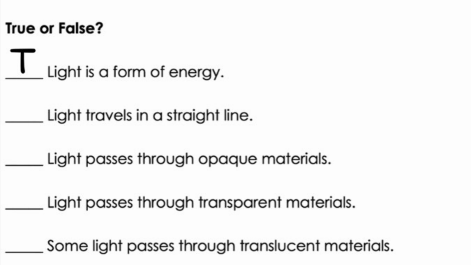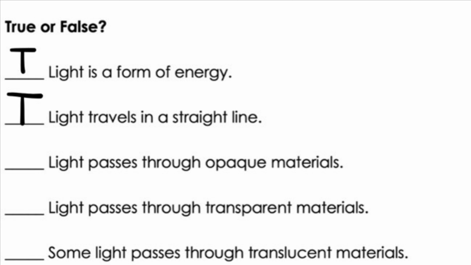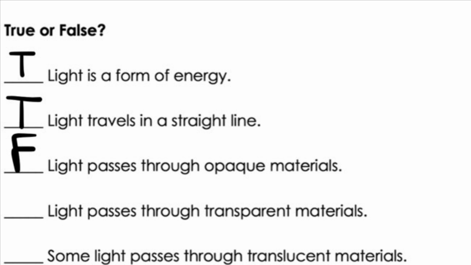All right, you smart, informed scientists and artists, now we're going to do a quick review. Light is a form of energy. It's true, light is a form of visible radiant energy. Light travels in a straight line. This is also true. Light travels in a straight, wavy line. Light passes through opaque materials. This is false. Opaque materials are solid matter that light does not pass through. But opaque materials can absorb light.